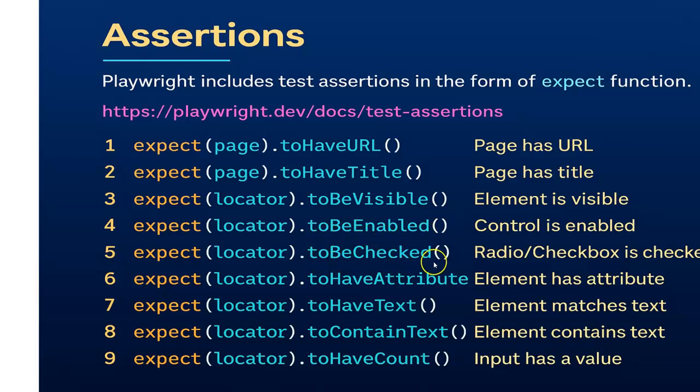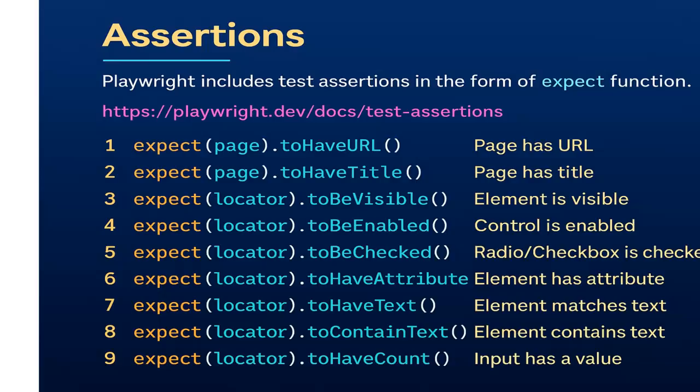For toBeChecked, we use it with a radio or check button to validate whether it is checked or not. If it is checked, then we will use the toBeChecked method.